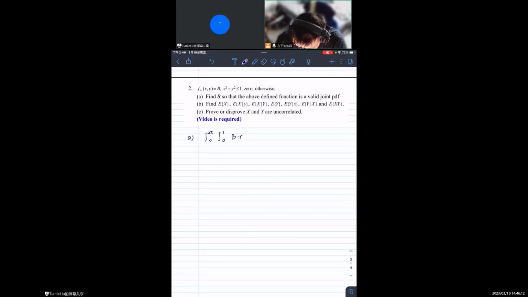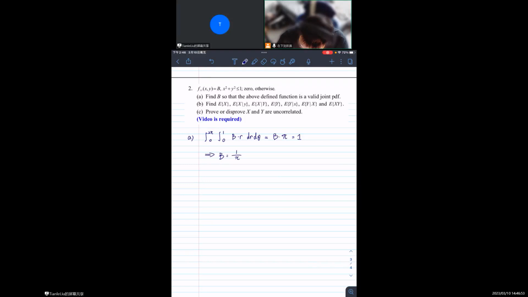Inside, since f(x,y) equals b, to translate it to polar coordinates, we multiply it by the radius and do the integral. Calculating this using an integral calculator, we get this result, and we have to make it equal to 1 to make it a valid joint density function, which means b equals 1 over pi. That's the result for b.